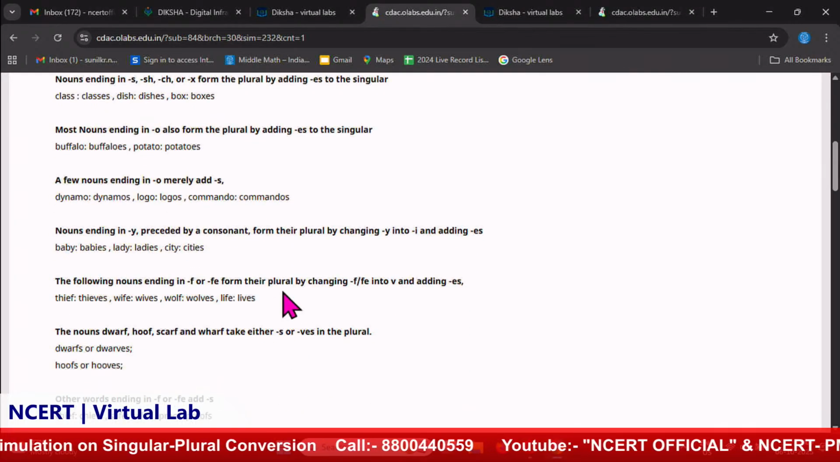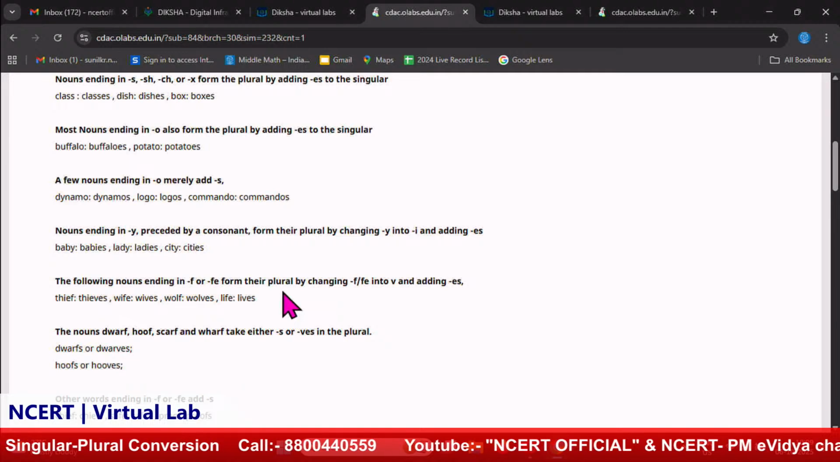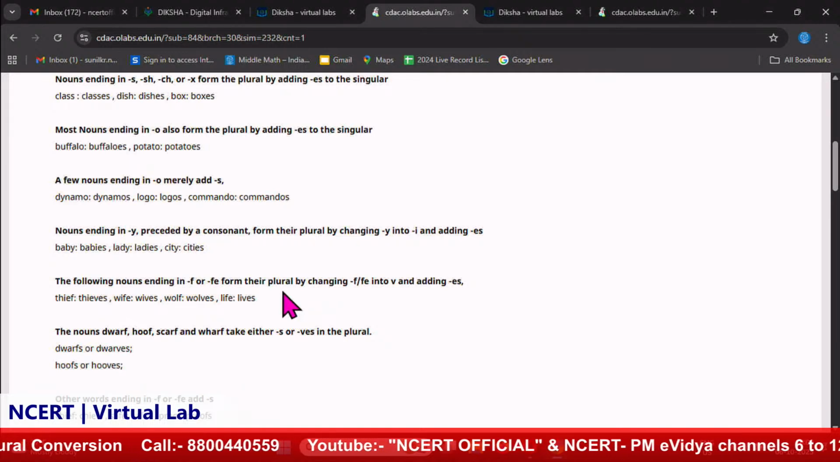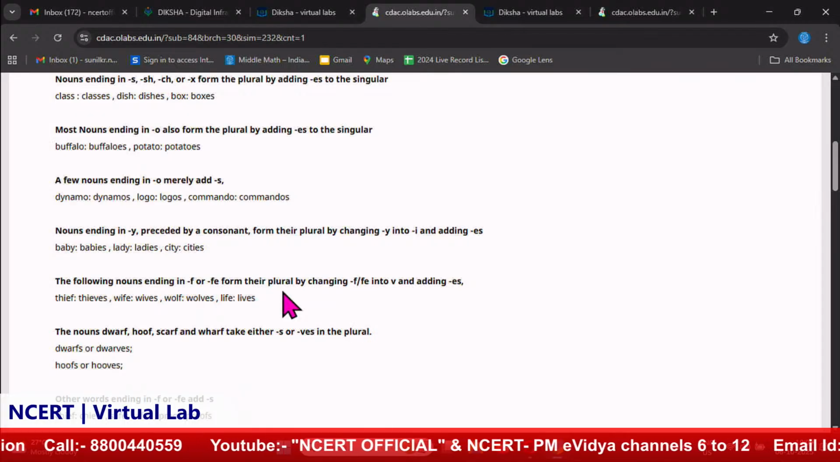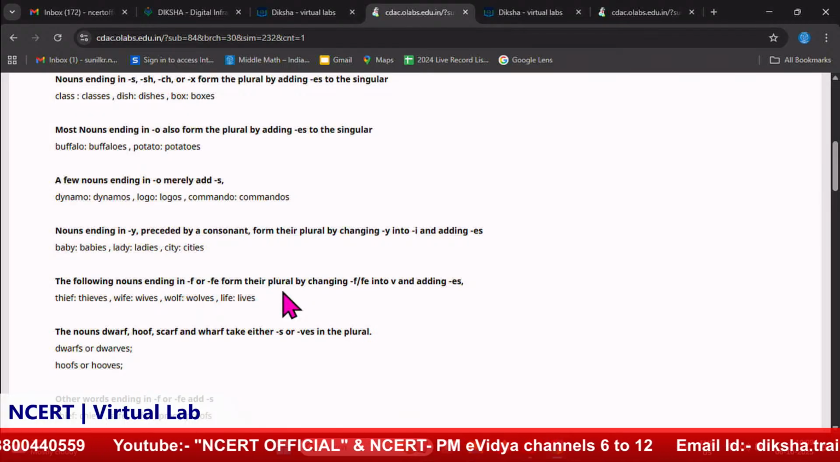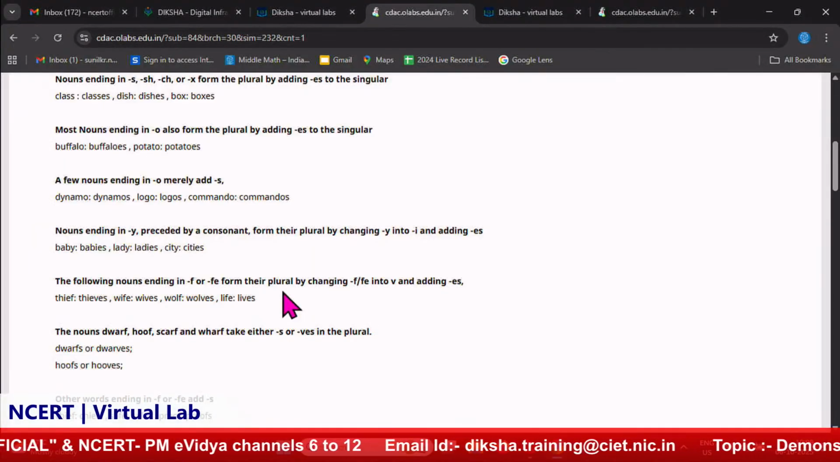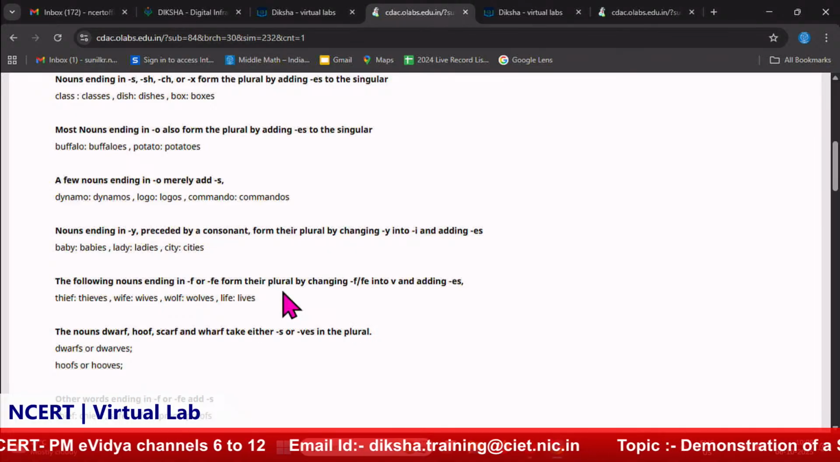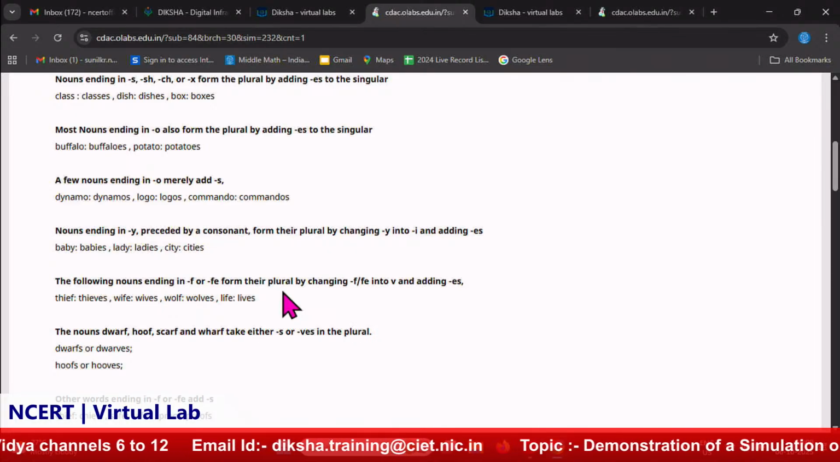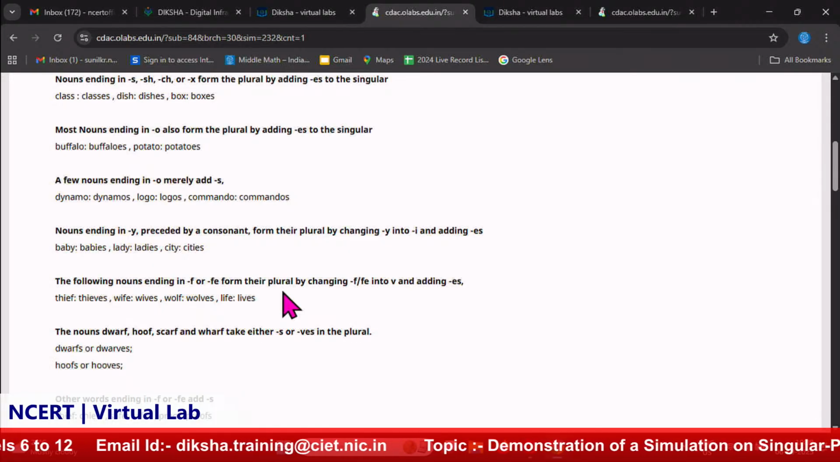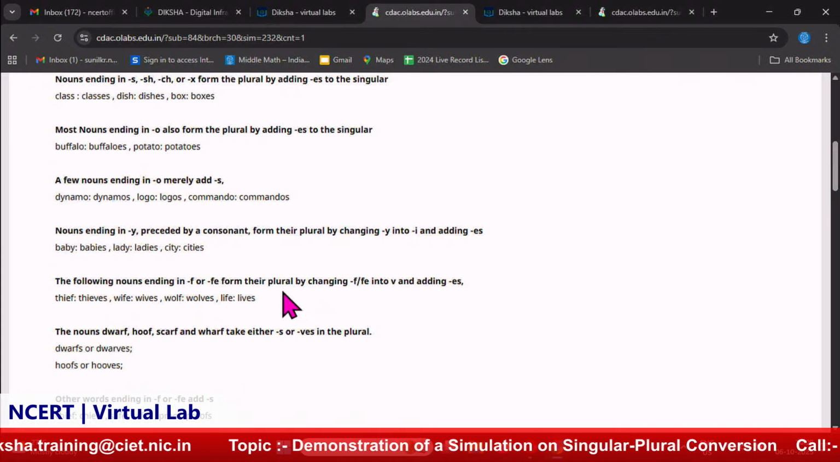All right. Words ending in o. So what will happen to those? Some of them will take on s, some of them will take on es. So for example, buffalo will become buffaloes, which is es. And potato will become potatoes, which is es. However, dynamo will be just dynamos, logo will be just logos, commando will become just commandos. This is because of different origins of words, where they come from. So we are not going into that. That will become very long and winding, and it's not for class 7. It's for a slightly higher level.